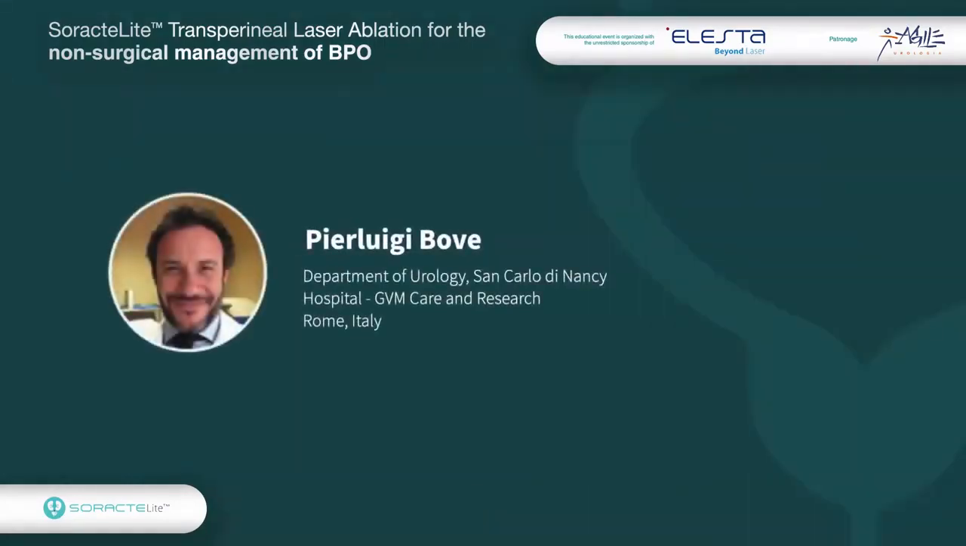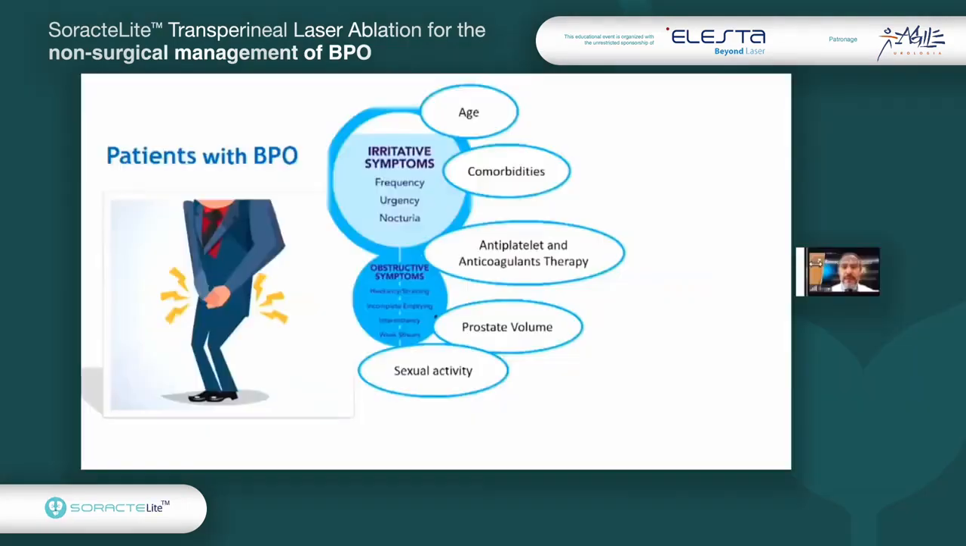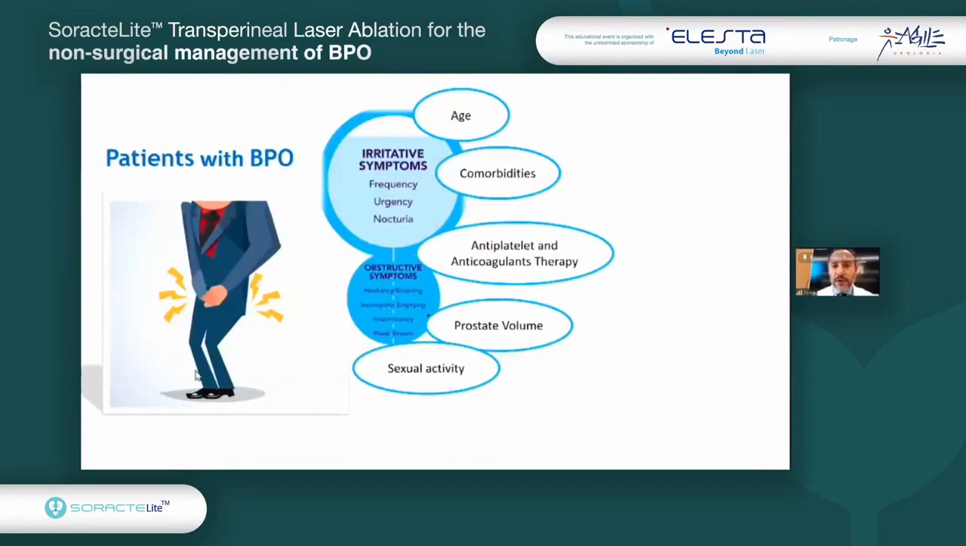The first introduction is why there are so many options for the treatment of BPO. And this is mainly related to the complexity of the patient. When we talk about BPO, we have patients that normally have different symptoms. They may have irritative symptoms. They may have obstructive symptoms. They may have only one symptom or maybe a lot of symptoms, with urgency, frequency, hesitancy, straining, etc. But they're also different because they present symptoms at different ages.